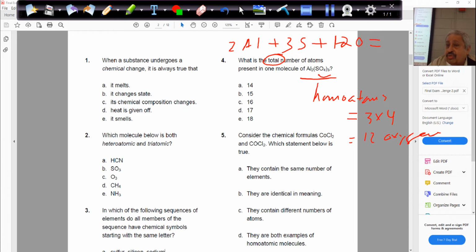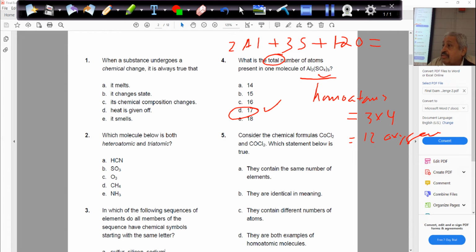So how many total atoms do we have? I did not specify whether it's homo or hetero. I did not specify. I need the total of all present. So how many total do we have? How many? The answer is D. That's correct.